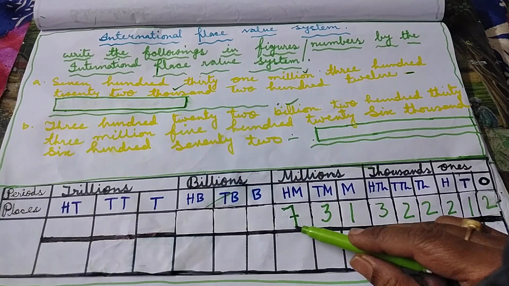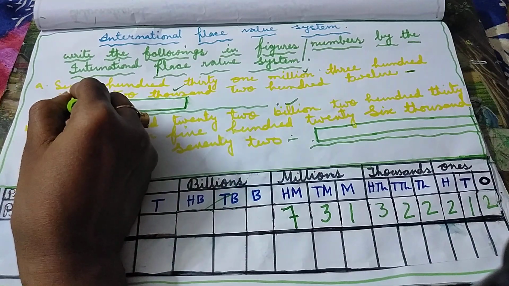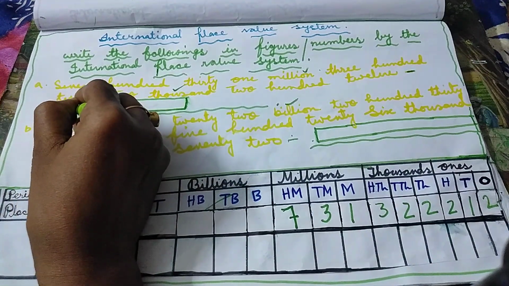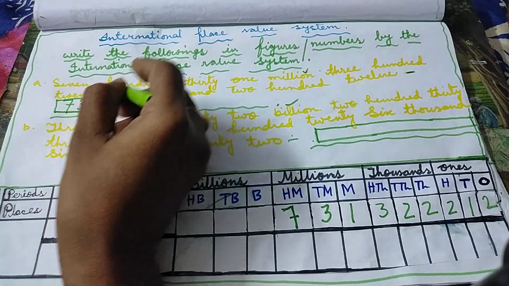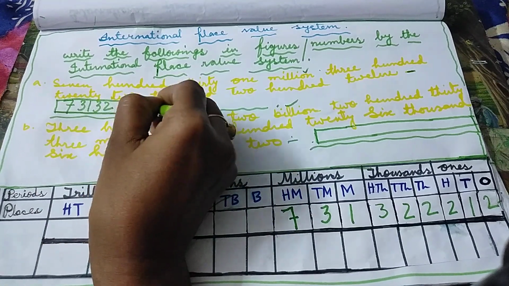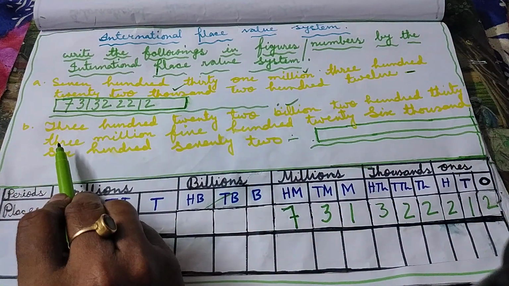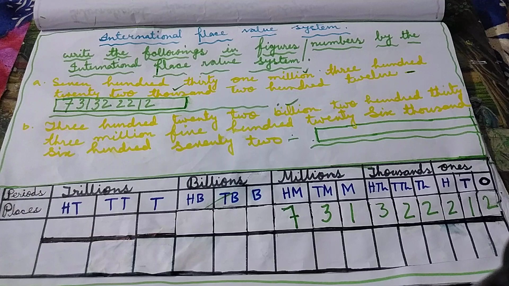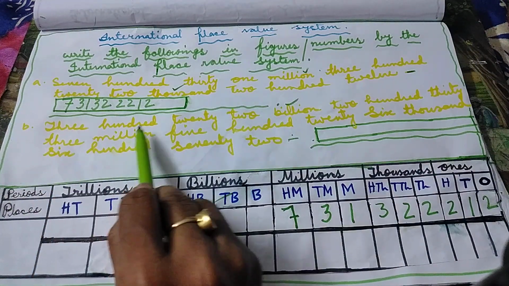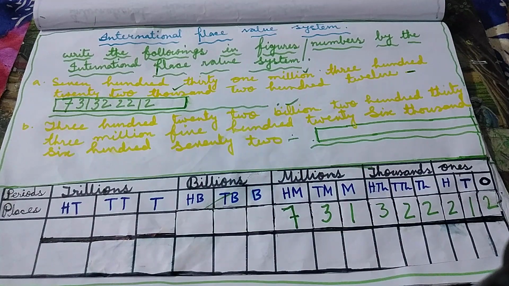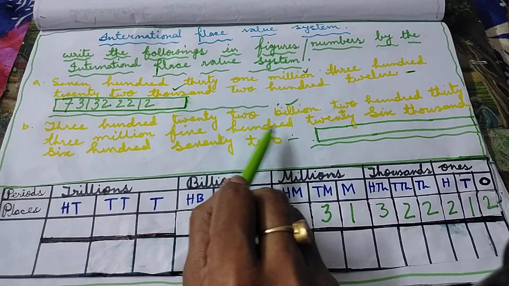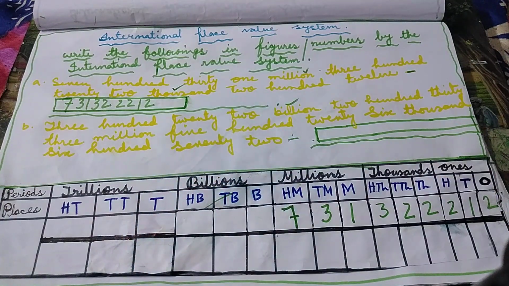So what is the number? The number is 731,322,212. Go to the next example. Read it. 322,526,672. We have to write this numeral in number or figure. How?